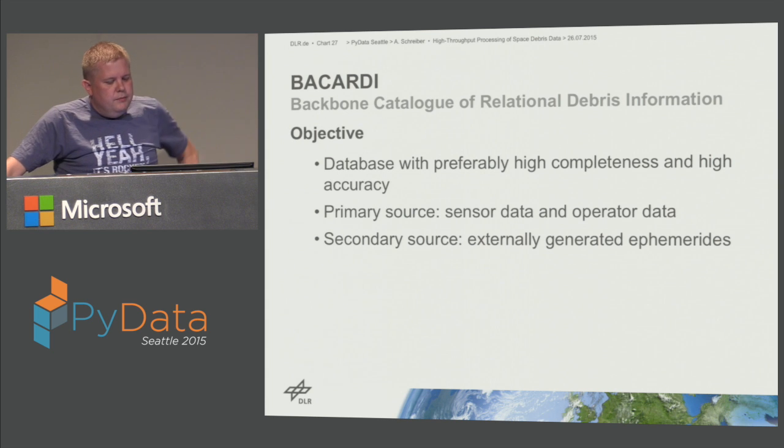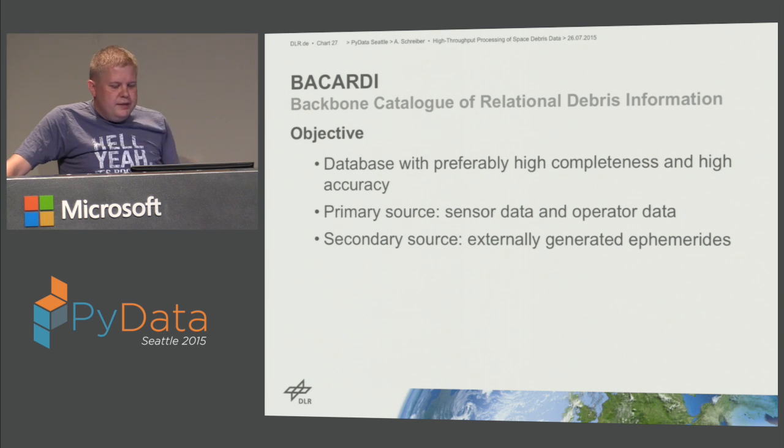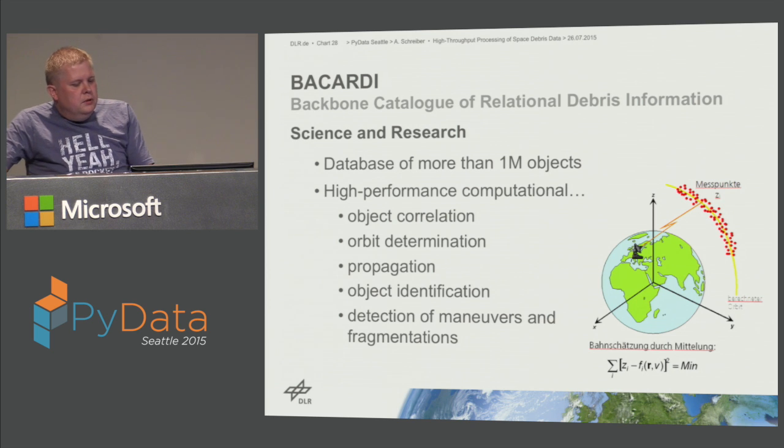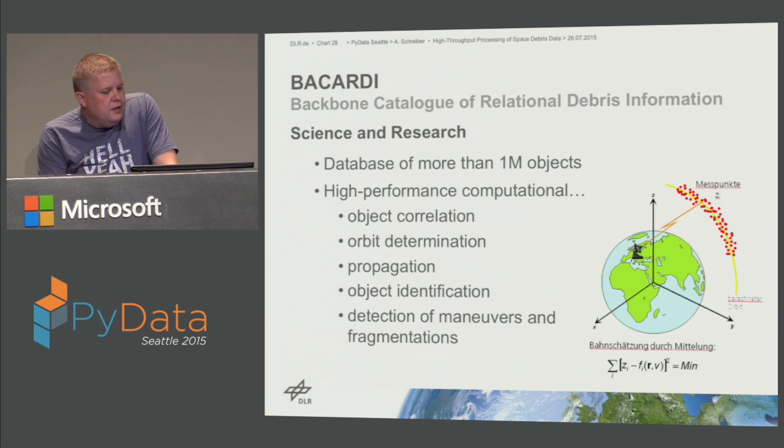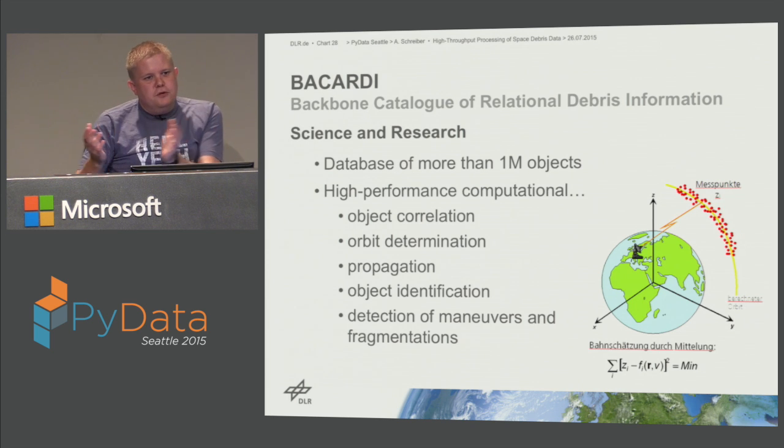It's a database which should be complete. It should contain all the important space debris objects with high accuracy from sensors and from other operation data and from other third-party data sources. The science that we are doing on the software side is to build this kind of distributed database, and the space engineers are working on the computations for object correlation, orbit determination, propagation, and object identification to identify what kind of particle it actually is, and for detections of maneuvers or further fragmentation of space debris particles.